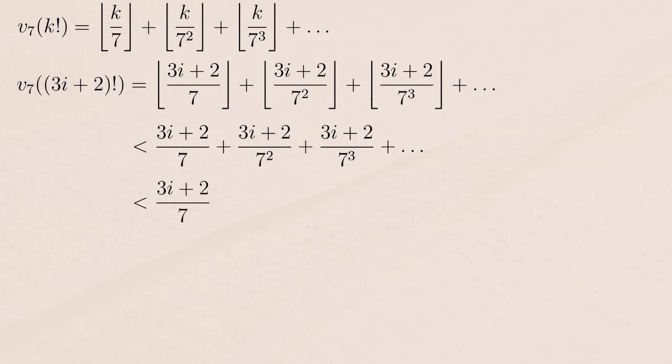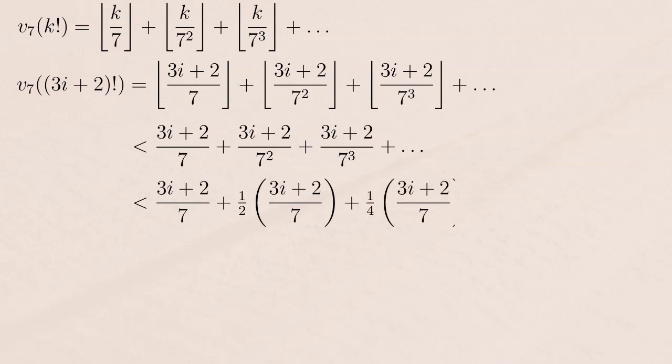(3i plus 2) over 7 squared is less than a half of (3i plus 2) over 7, because a seventh is less than a half. (3i plus 2) over 7 cubed is less than a quarter of (3i plus 2) over 7, because 1 over 7 squared is less than 1 over 2 squared, which is a quarter. And we just carry on like this. 1 copy of (3i plus 2) over 7, plus a half a copy, plus a quarter, an eighth, a 16th, and so on. This is a geometric series, and it sums to 2 times (3i plus 2) over 7, so (6i plus 4) over 7.